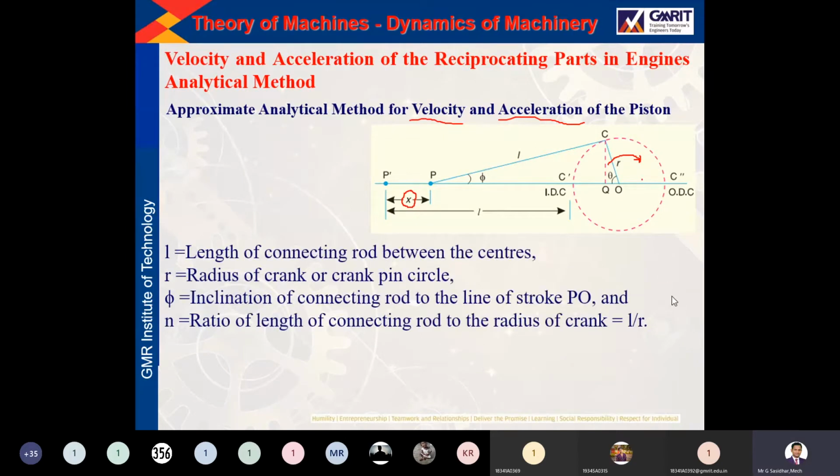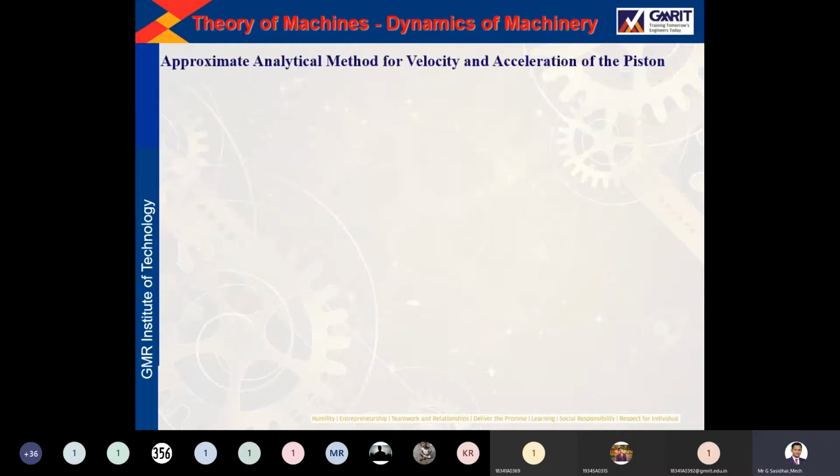So this is the explanation. Already we discussed what is L, what is R, what is pi. They have taken the ratio of the length of connecting rod and the length of crank, meaning the radius of crank, L by R. They have taken a small number, N, for simplification, because in the problem every time you cannot write L by R. So for this ratio they have taken N, that is the ratio of length of connecting rod to the radius of crank. Look at that carefully.